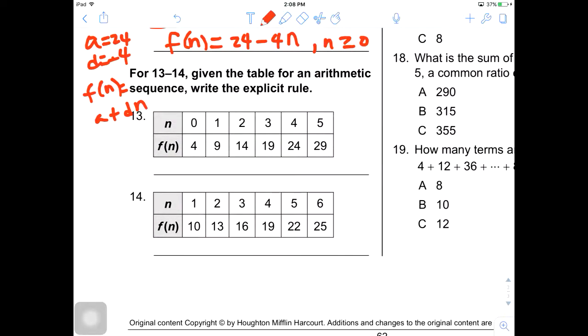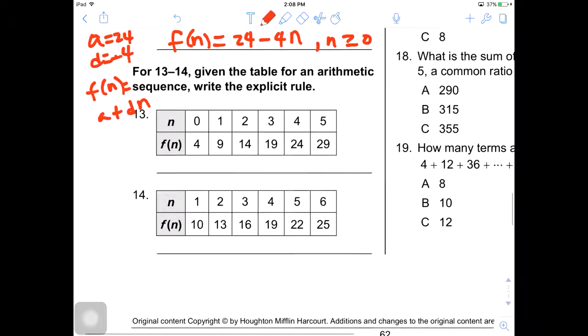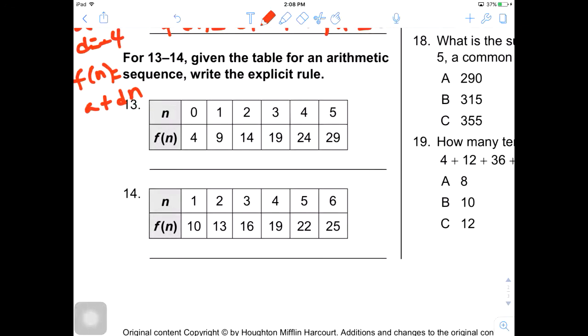Number 13, given the table for an arithmetic sequence, write the explicit formula, explicit rule. So it's telling you that this is arithmetic, which means we're either going to be adding or subtracting. So let's see what the value is. It looks like we are adding 5 to each one. So that's pretty consistent, so we can conclude that the common difference equals 5. And we can also state that the initial value, a, equals 4.